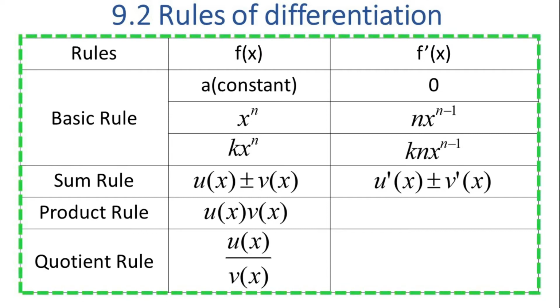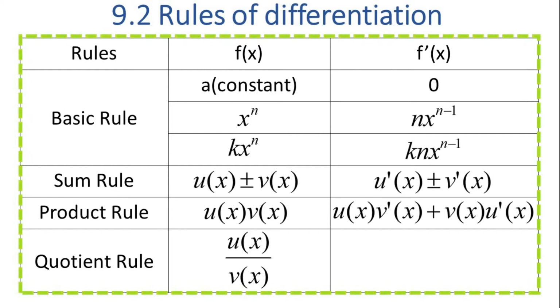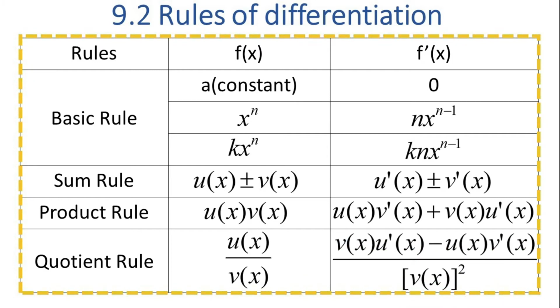But a different case will happen if we have a multiplication of two different functions. For this one, we have to use product rule, and the rule would be uv prime plus vu prime. And last one, for our rule, whenever we have division of two different functions, our rule we call a quotient rule, which is vu prime minus uv prime, divided by v squared.